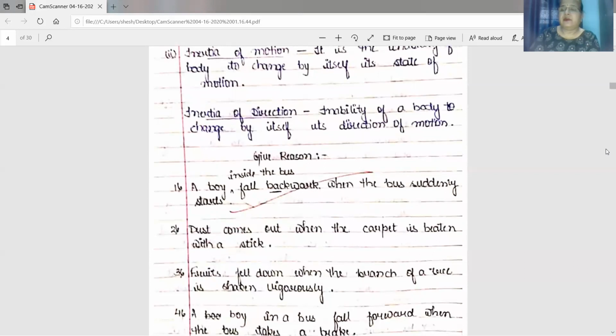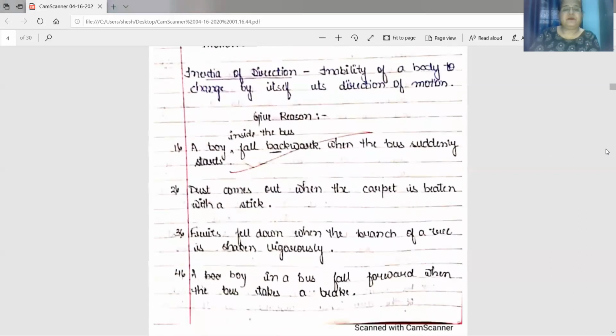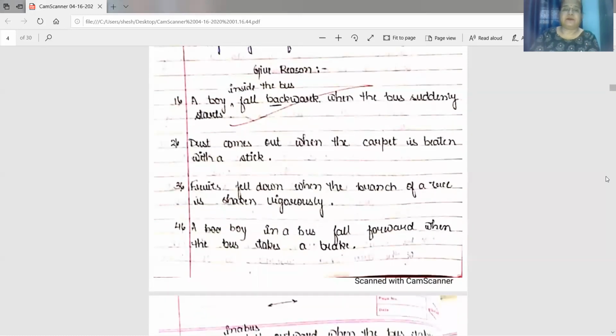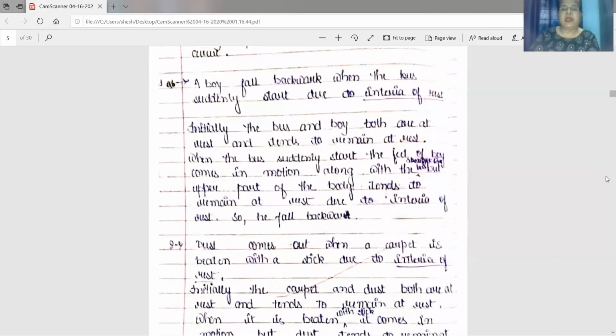Now let us see what type of questions you will be asked. One by one we will do it. A boy standing in a bus will fall backward when the bus suddenly starts. Now answer, this is because of inertia of rest. Initially, the boy and the bus both are at rest and they tend to remain at rest. When the bus suddenly starts, the feet of the boy come in motion along with the bus. But the upper part of his body, which was at rest, tends to remain at rest due to inertia of rest. So he falls backward.